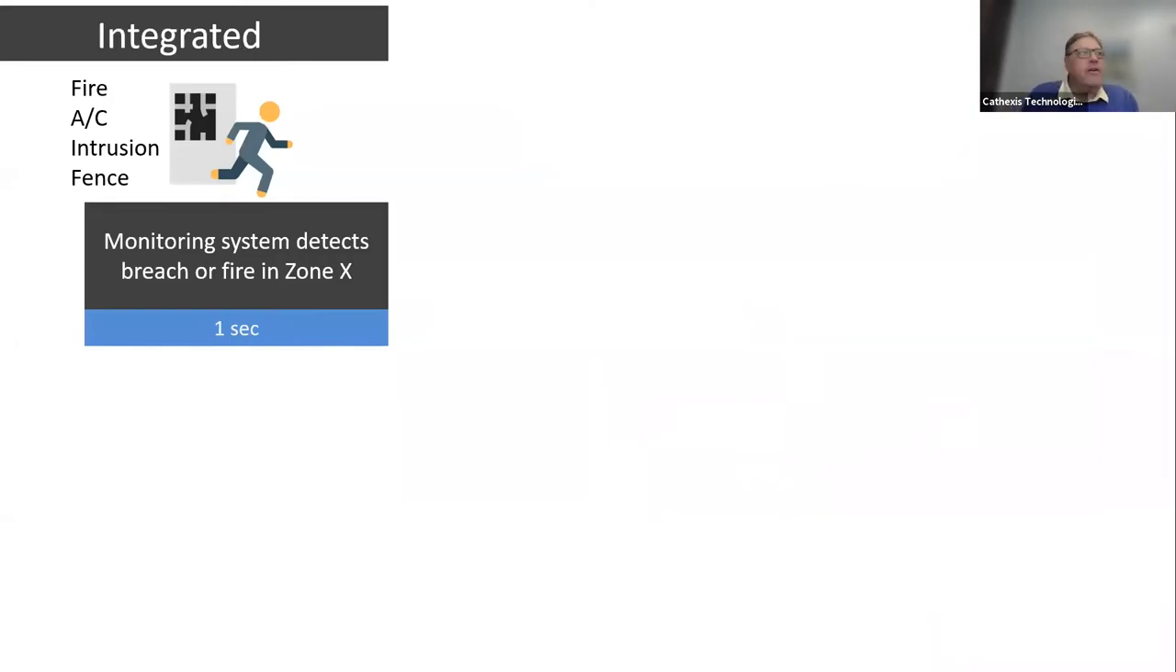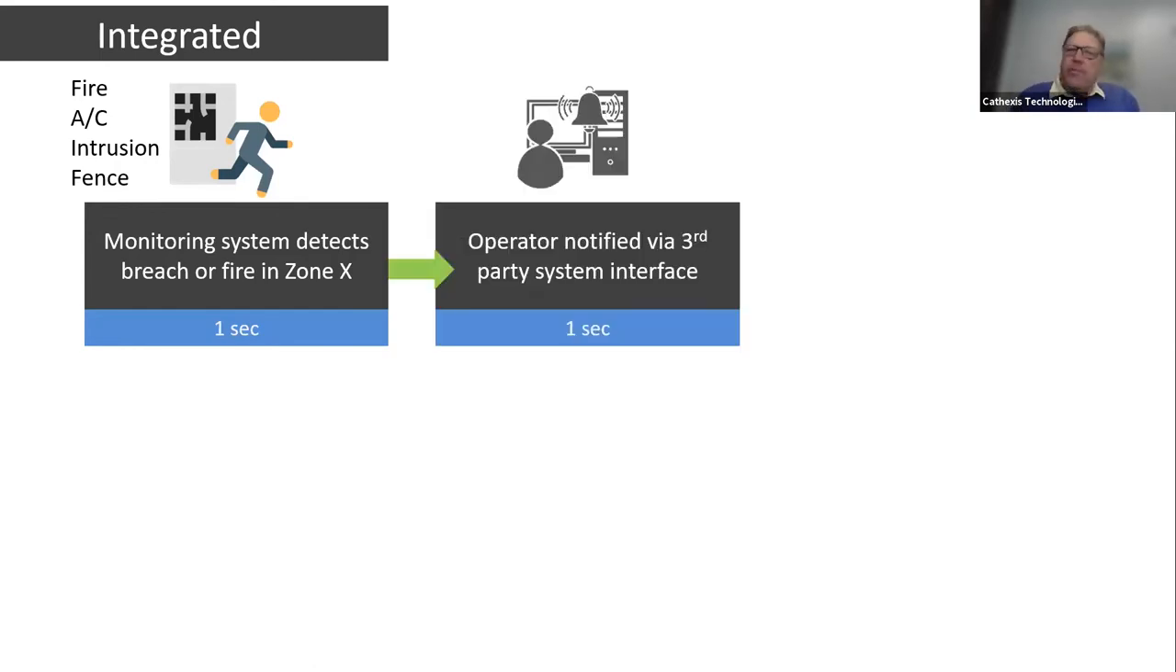Now, in an integrated solution, let's look at the exact same scenario. The system triggers an event. Again, the operator is notified via the third-party interface or via the Cathexis system. But here comes the difference. Because there's an integration done, the Cathexis system knows what to do when that alarm has been received.